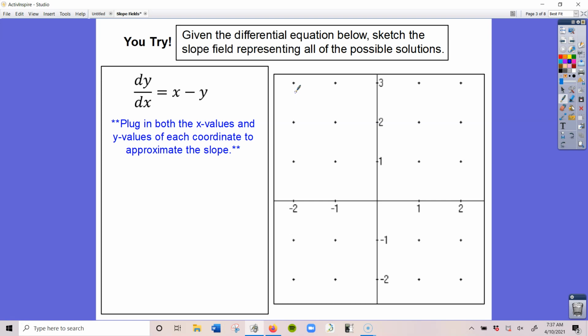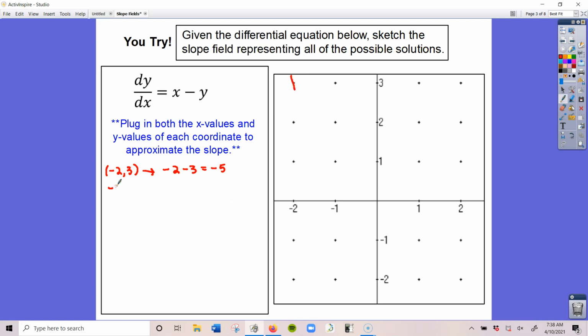But as you do a few of them, you're going to notice patterns. And then you'll be able to follow those patterns as you work. So let's try a couple. Let's start with (-2, 3), our very top point. So if I plug in (-2, 3), what I would get is -2 minus 3, which is equal to -5. So that means it's going to be a very, very steep slope. So I would draw it maybe something like this.